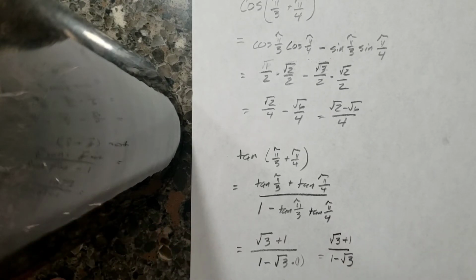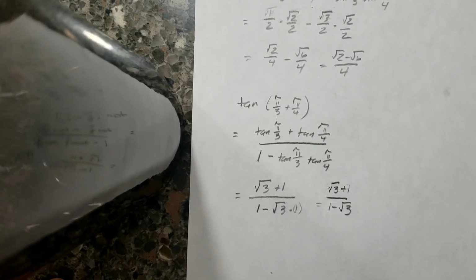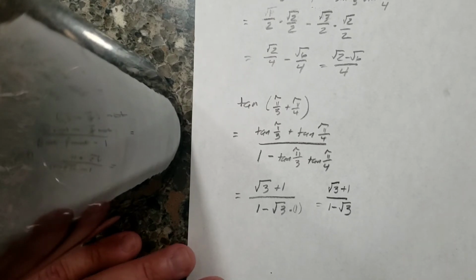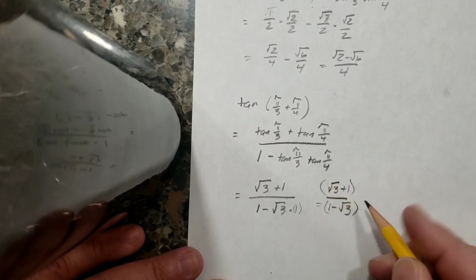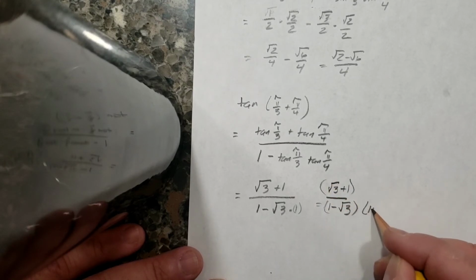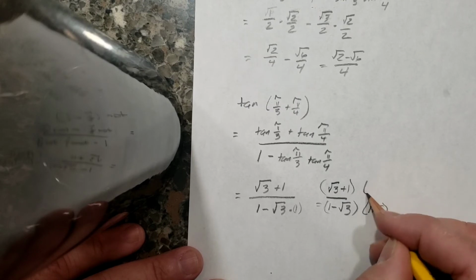Now, I've told you before that you could leave it like that, but just for the sake of argument here, I'm going to go through and rationalize the denominator. And when we do that, we multiply by the conjugate, 1 plus radical 3.